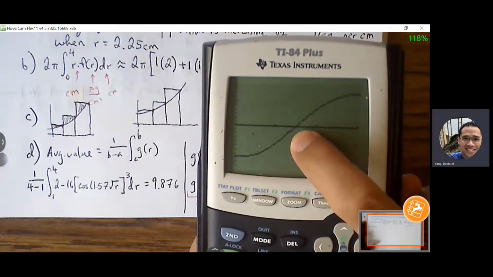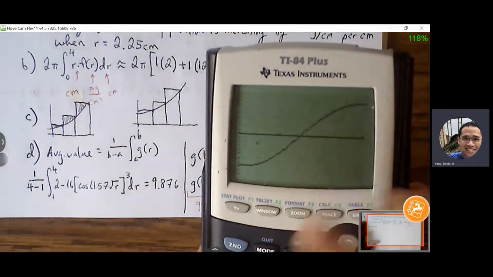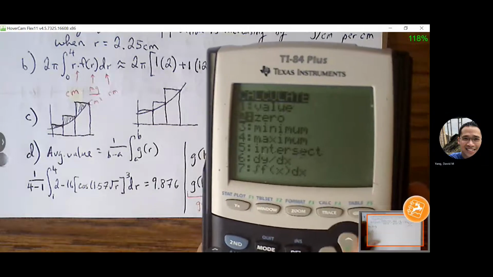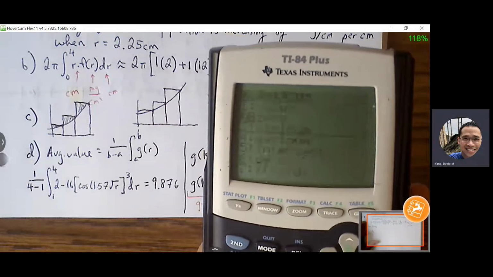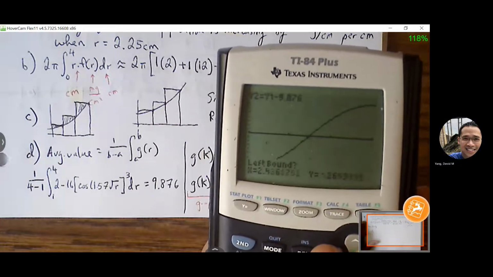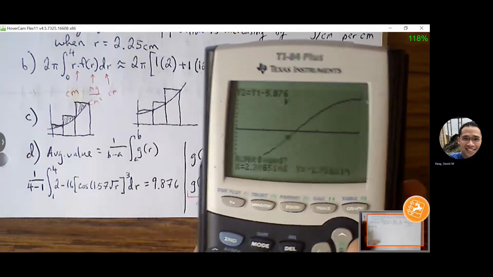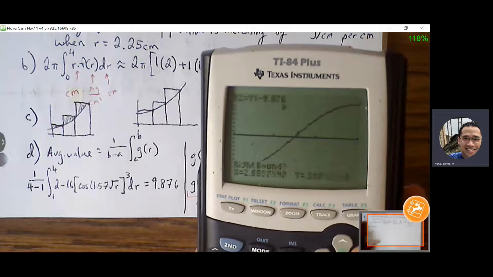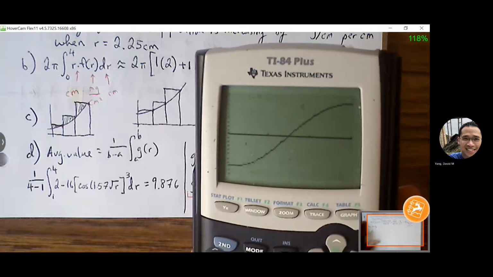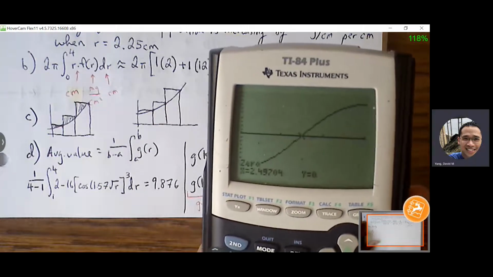And then you can look for your x-intercept using your zero feature. So if you do second trace, zero, option 2. Choose a value to the left of the x-intercept, hit enter. Scroll to a point on the other side of the x-intercept, hit enter. You get 2.497.